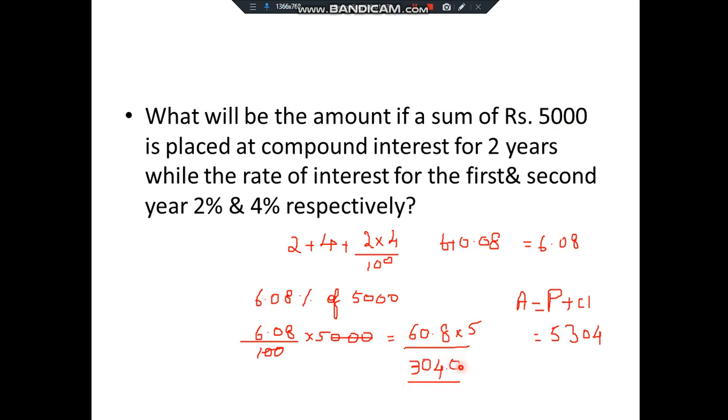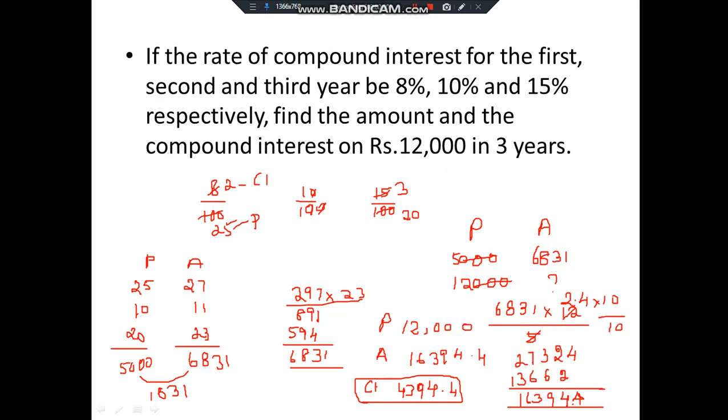Yes. Our question asks for the amount. Amount is nothing but principal plus compound interest. Principal is already 5,000, plus the compound interest we have found as 304. So 5,000 plus 304 will give you 5,304. I hope you understood.